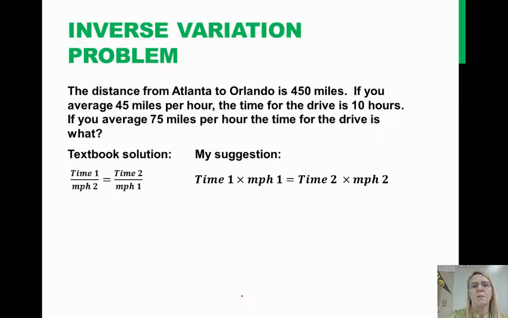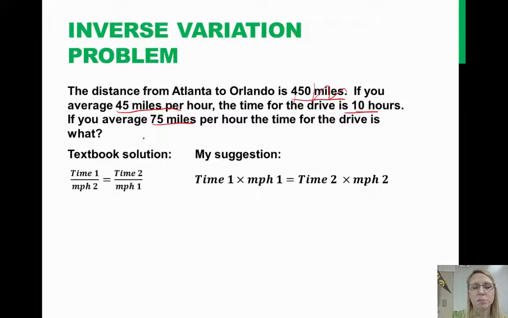So let's look at a problem from this. The distance from Atlanta to Orlando is 450 miles. If you average 45 miles per hour, the time to drive is 10 hours. If you average 75 miles per hour, the time to drive is what? Really in this particular one, the 450 miles is not important to us. We're just looking at the other three underlined components here.